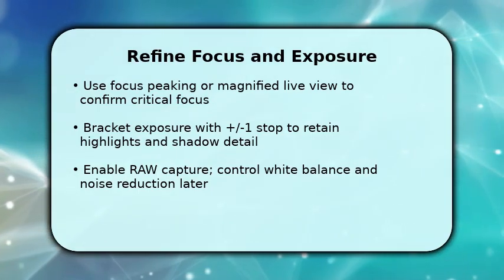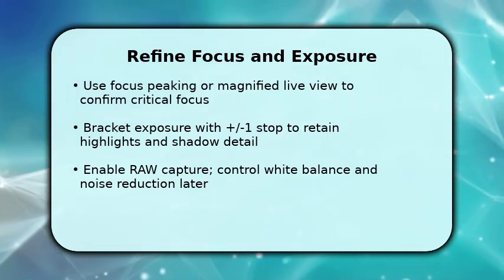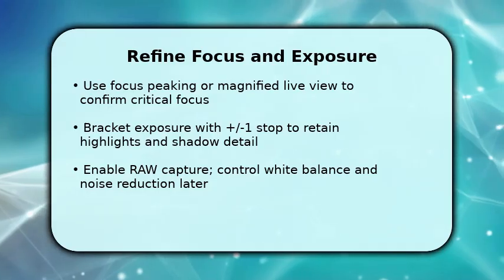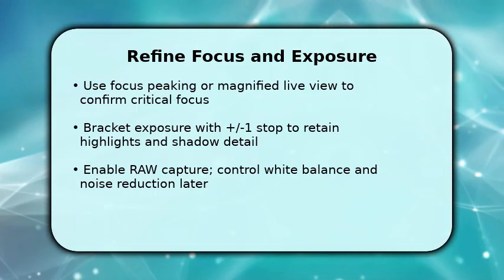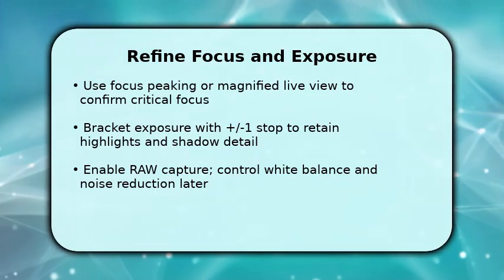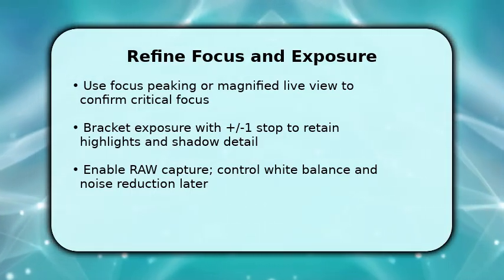Next, bracket exposure by taking one neutral, one darker, and one brighter frame to protect highlights and shadows. Once done, shoot RAW so you preserve maximum data for later sharpening and noise control. Make slight exposure adjustments and finish by processing the RAW file to extract clarity.